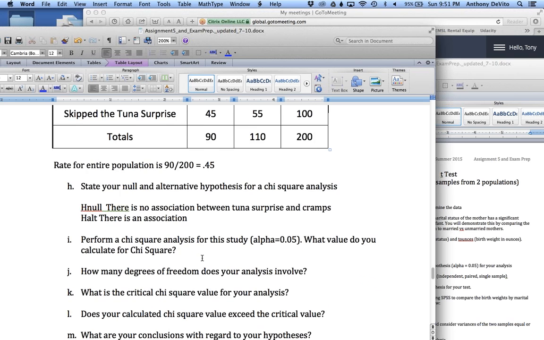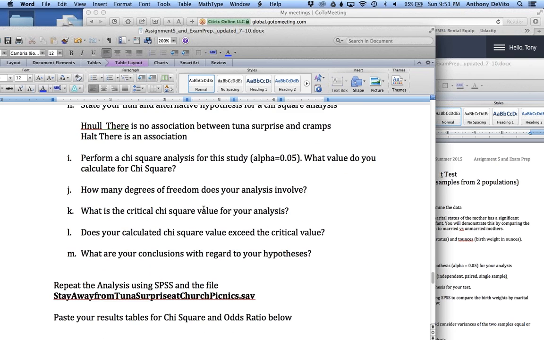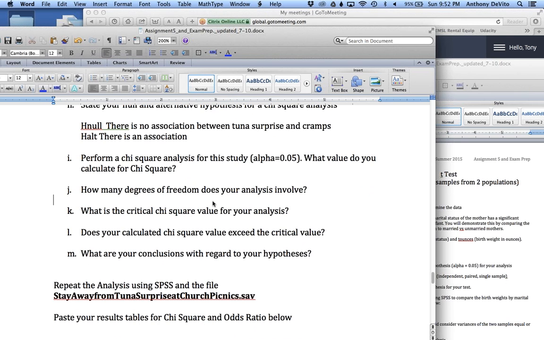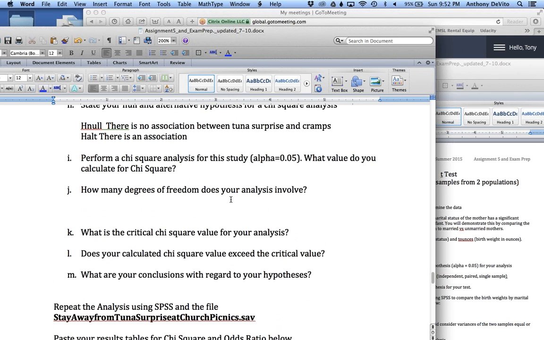So I am going to ignore that for the moment. Okay, and I'm going to go down here and I'm going to say how many degrees of freedom. Well, let's see. How many degrees of freedom does our analysis involve? Anybody remember how you calculate degrees of freedom for chi-square analysis?